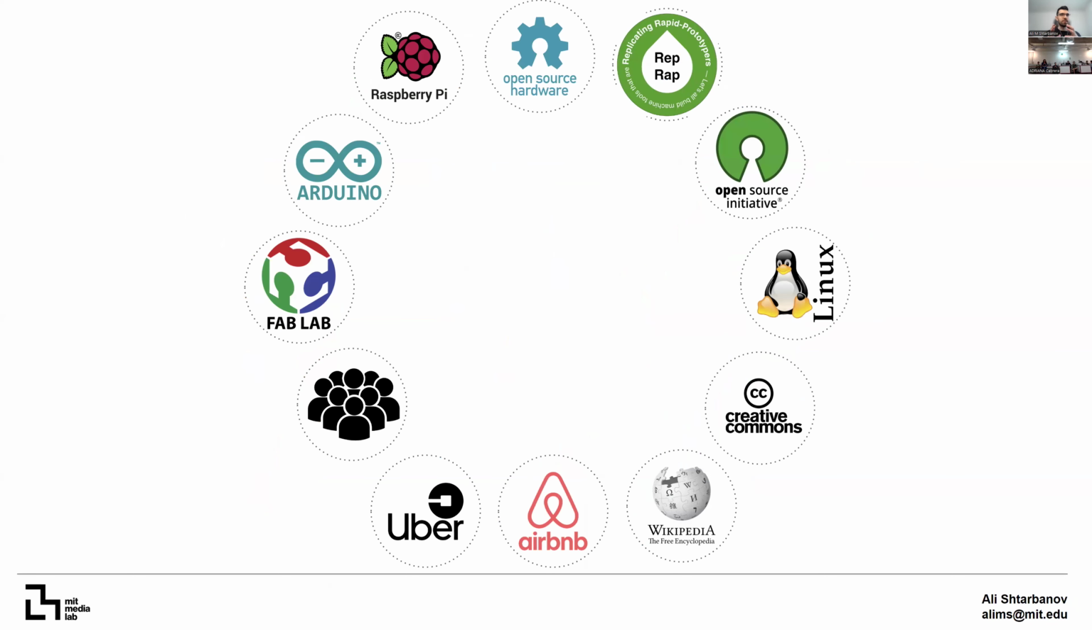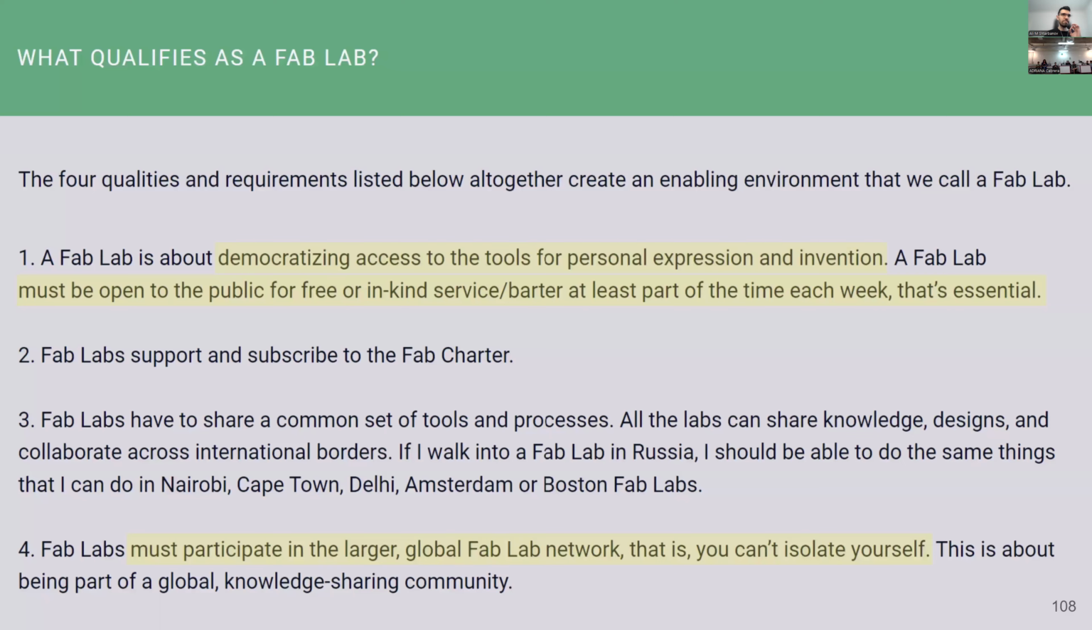The model was inspired by studying various deployment models, initiatives, and philosophies from other projects. And it was also very strongly motivated by 2 of the 4 requirements in the Fab Lab Charter. Number 1, stating that a Fab Lab is about democratizing access to the tools for personal expression and innovation. It must be open to the public for free or in-kind service, at least part-time each week. And number 4 of the charter states that Fab Labs must participate in the larger global Fab Lab network.